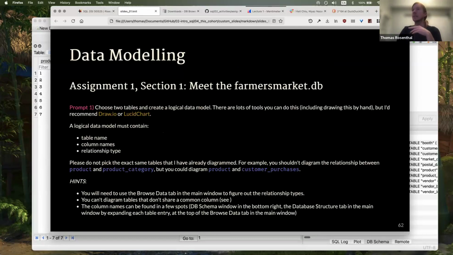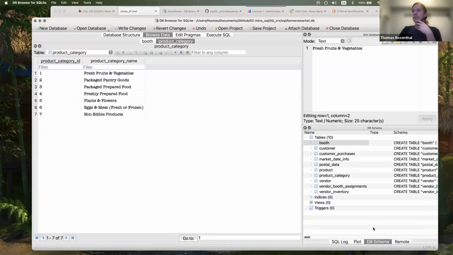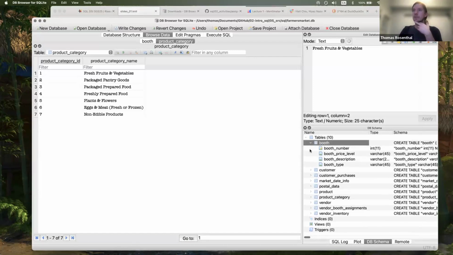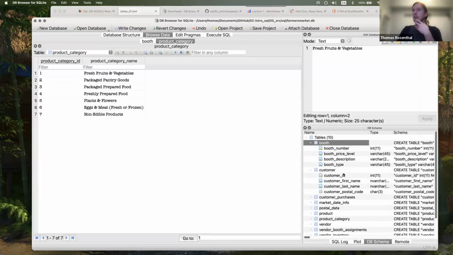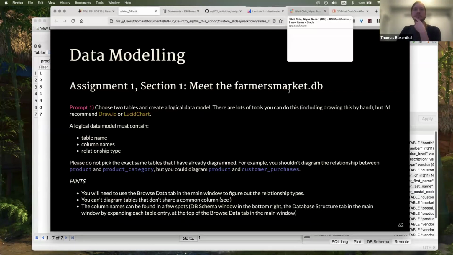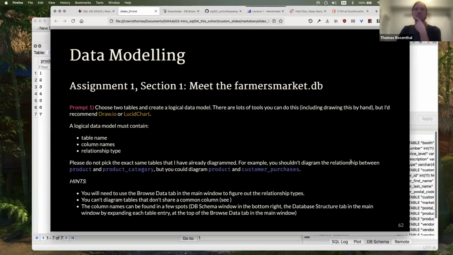And the column names, you can find them in a couple of spots. I like to use the DB schema at the bottom right, because you can open these little chevrons here for each of the tables. These are our tables, by the way, and you can see what the column names are. Just make it easy. If you're doing booth, here are your 4 columns that I'm asking you to write out. And here are the 4 types. Oh, it's all right there. So that's assignment 1, section 1. There's more to assignment 1 than just the first section, but you can now start on that now that we've had our first lesson.